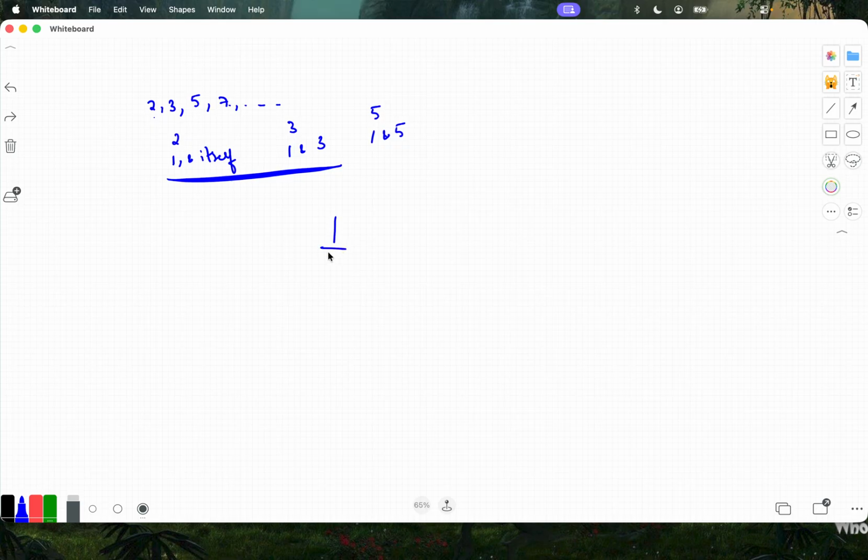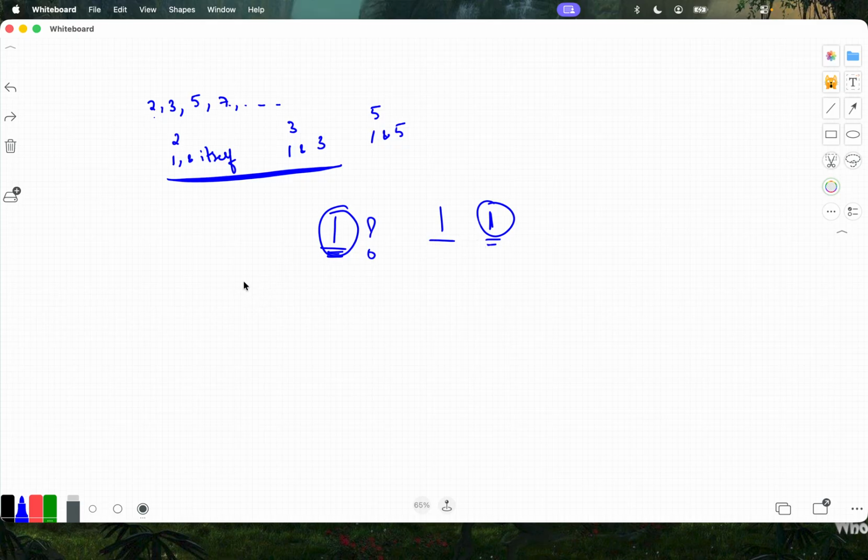So why is one not a prime number? What we have said is, any prime number should have two distinctive positive factors, and should not have less than two distinctive positive factors. So that's why one will not be a prime number, because it has only one positive factor.